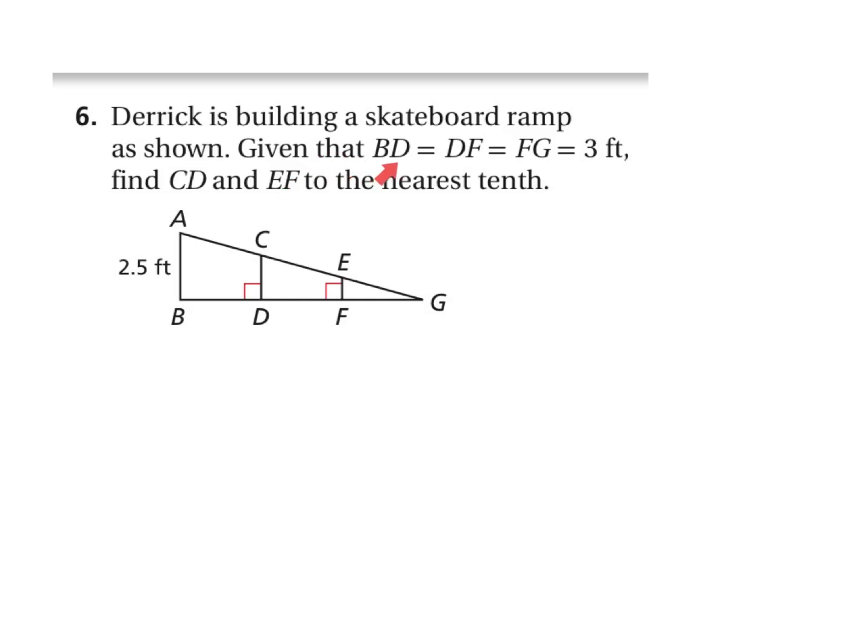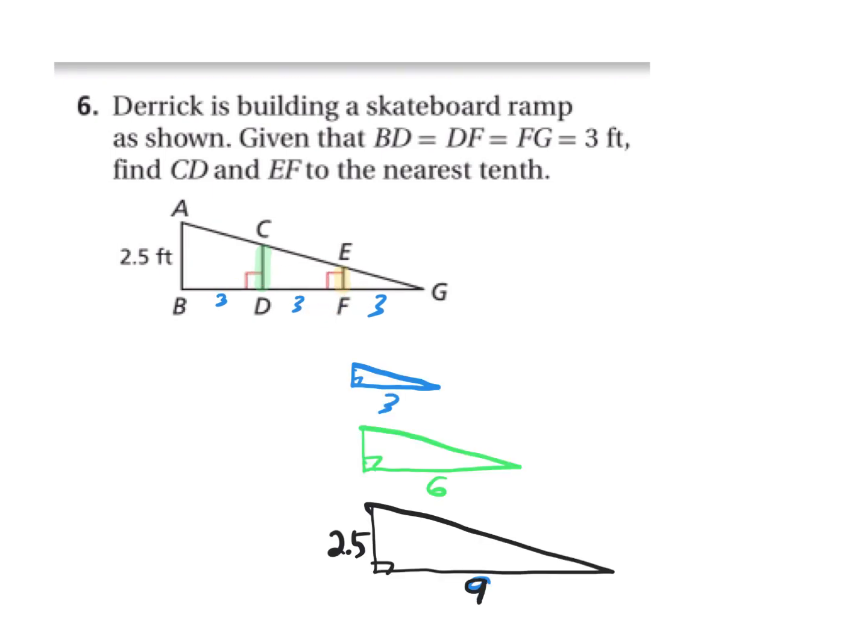First things first, BD, DF, and FG are all 3. Alright, so we're supposed to find CD and EF to the nearest tenth. These lengths. Well, we have 3 different triangles: the little one, the middle, and the biggest.